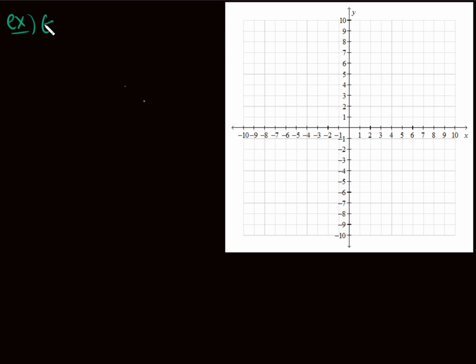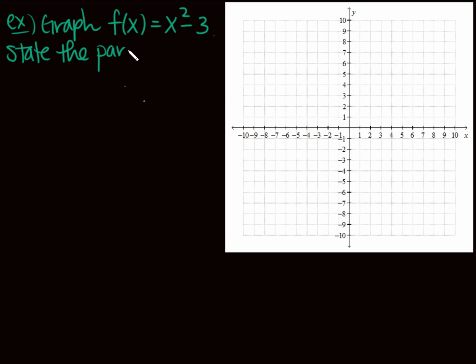Example, let's graph this function. f of x equals x squared minus 3. And here's what else I want you to do. I want us to state the parent function and all translations.